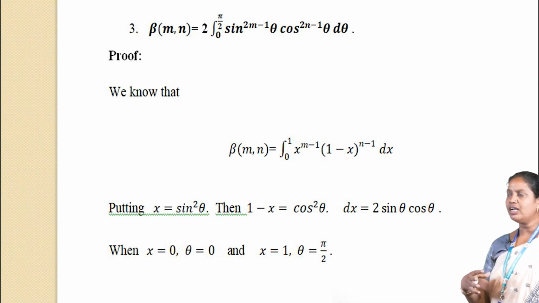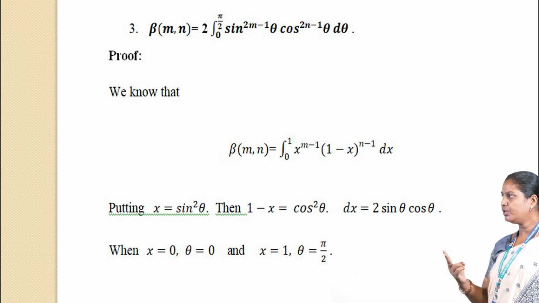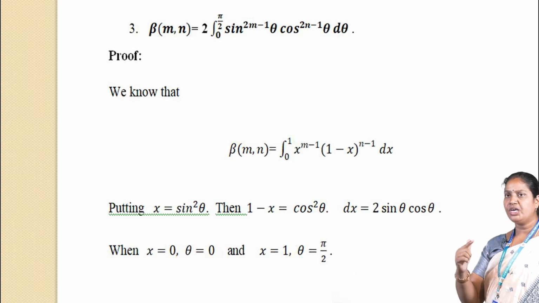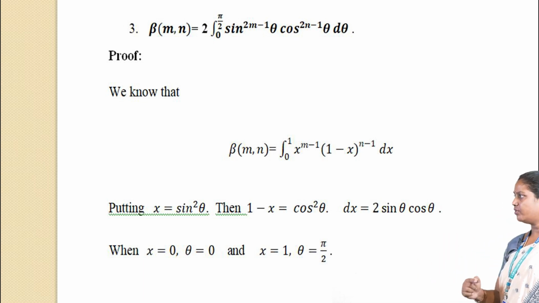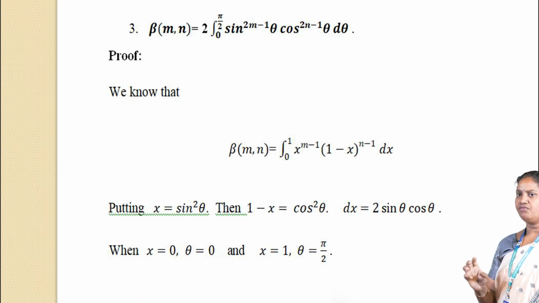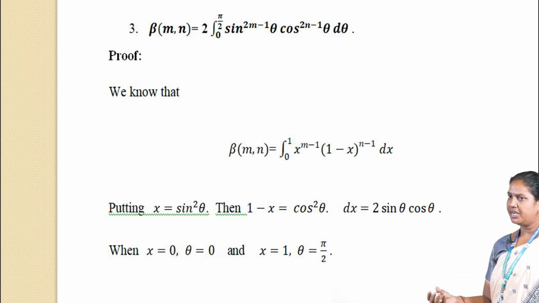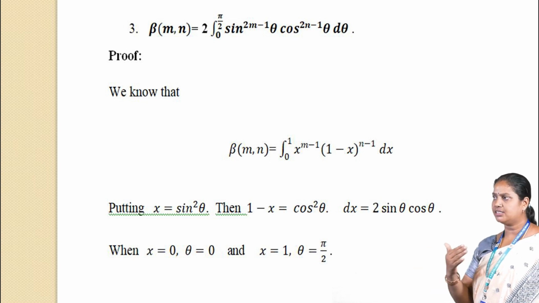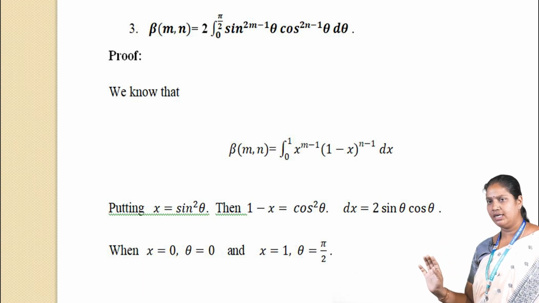It deals with the trigonometric functions. So here the property is beta of m comma n is equal to 2 times integral 0 to pi by 2 sin power 2m minus 1 theta cos power 2n minus 1 theta d theta. So for the proof of this, we know that beta of m comma n is what? Integral 0 to 1 x power m minus 1 into 1 minus x the whole power n minus 1 dx.